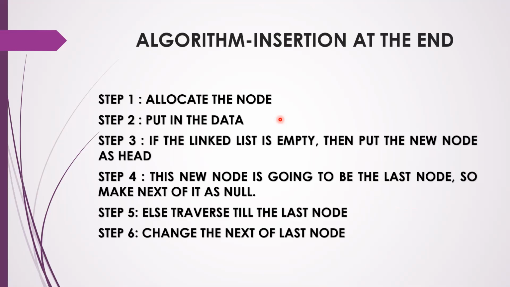But if it is not empty, then we have to go till the last node. So this new node is going to be the last node. So you have to make the next of it as null. So we know that we are going to insert the new node at the end of the linked list. Since it is going to be inserted at the end of the linked list, we are going to make the next of the node as null. So this is about the single linked list algorithm.